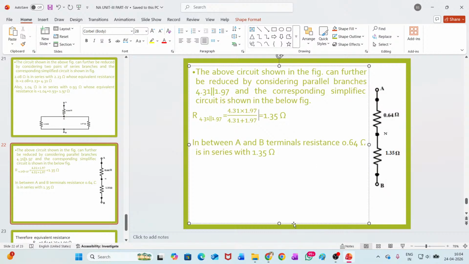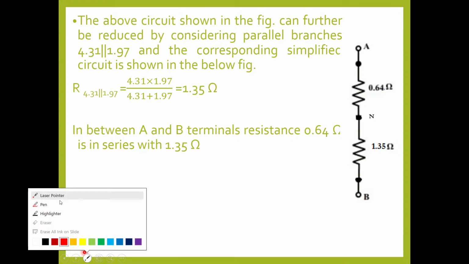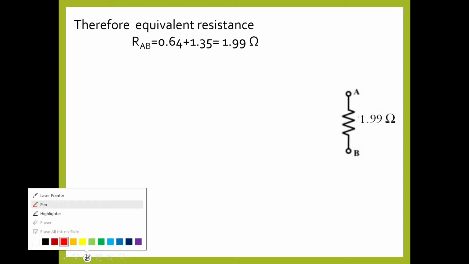For simplifying the parallel combination, this is the resistance that I have got. So what did I get? 1.35. This 1.35 and 0.64 are connected in series. They are in the same line, so you just add them. Will I get 1 point or 2 point? Let me check. Okay, you will get 1.99. So simply add it, you will get 1.99.